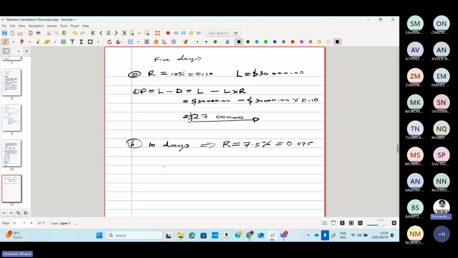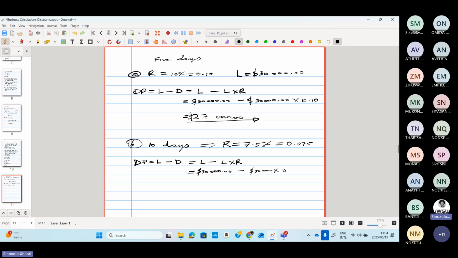And then from there, what is going to be our dp? Your dp is equal to L minus D. Of course, D is not given, so we have L minus, what is D? It's always going to be L times R. This is not hard, guys. What is our L in this case? It is 30,000. So we have $30,000 minus $30,000 times what is R?